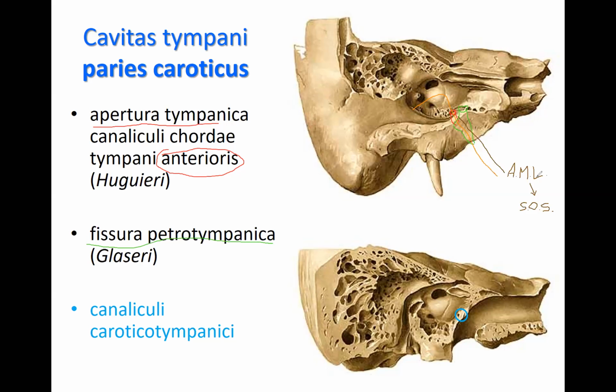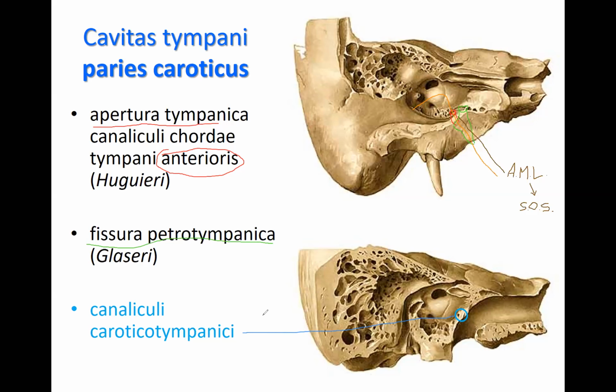So these are two smaller structures which are usually not drawn in any figure as they open into such an angle, and it is not well visible in the figures. Another opening which is not well visible in the figures, but it's located somewhere here, are the openings for the caroticotympanic nerves and arteries, so the caroticotympanic canaliculi.